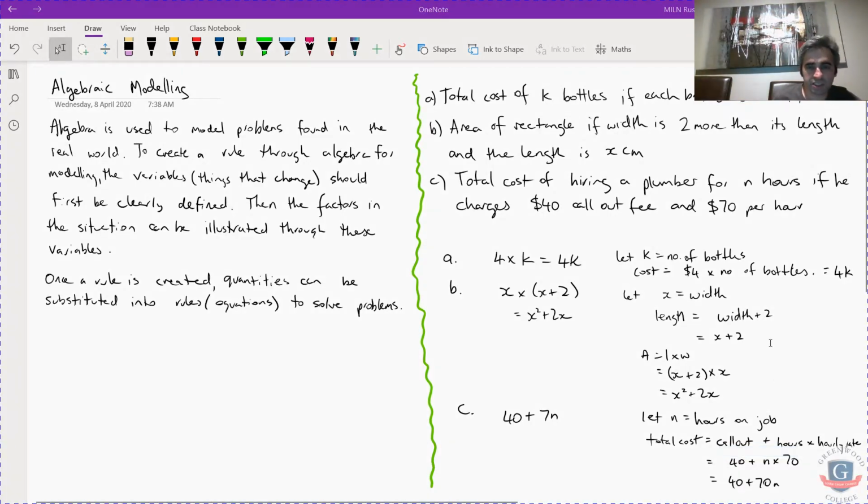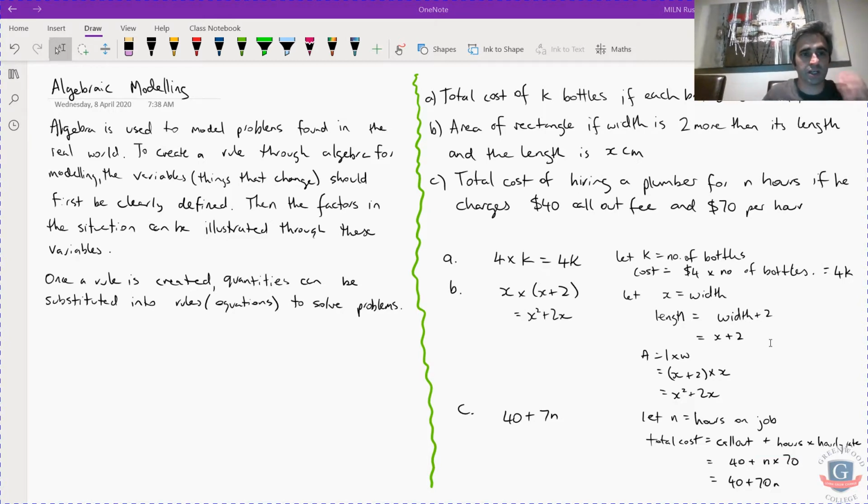Okay, algebraic modelling is the next chapter. Algebra is used to model problems found in the real world. So what we need to do with an algebraic problem is first find the unknowns, assign them to variables, and then work equations out that model the situation. Once a rule is created, we can use them. Okay, so here are some basic situations and some basic equations, and then we're going to go through one that's much more complicated at the other end of the spectrum.